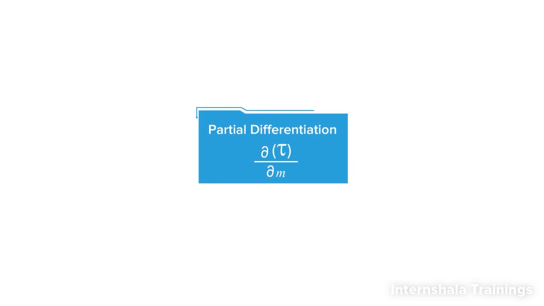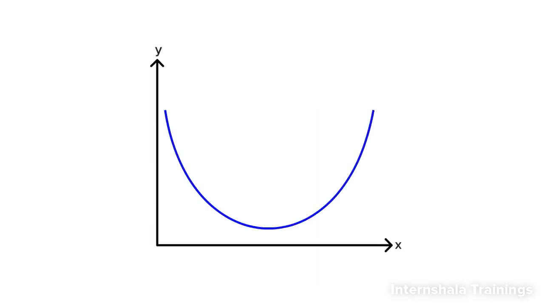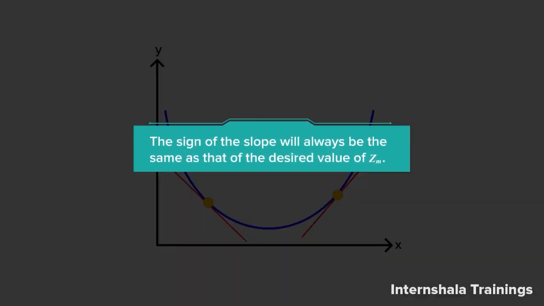The best way is to use the method of partial differentiation. We are assuming that you are familiar with the concept of partial differentiation and what it is used for. On partially differentiating the cost function with respect to m, we get the slope of the cost function with respect to m. Now, if the value of the cost function is on the right side of the minimum, the slope obtained will be positive, as you can see on the screen. Similarly, if it is on the left side of the minimum, the slope obtained will be negative. So we notice that the sign of the slope will always be the same as that of the desired value of zm, and hence we can take this partial derivative or some modification of it as our zm, as we will shortly see.